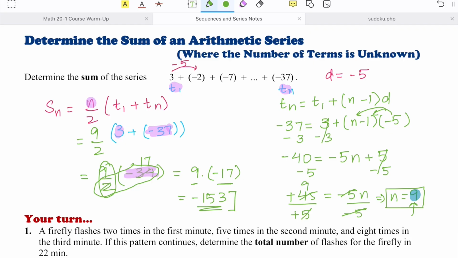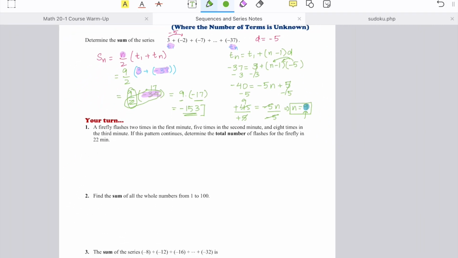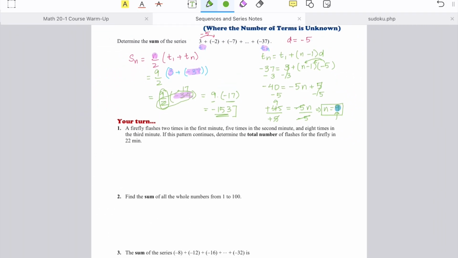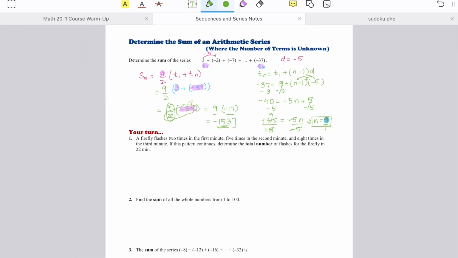How do you know that negative 37 is the Tn? Because it's not continuing, it's just a full stop, and that's our series. Okay, try the next 3 questions, then we can discuss that.